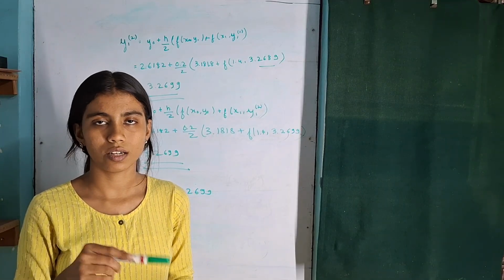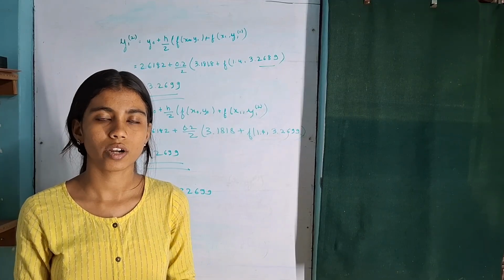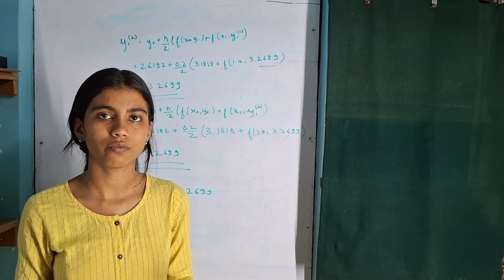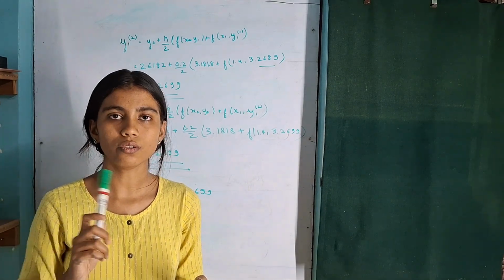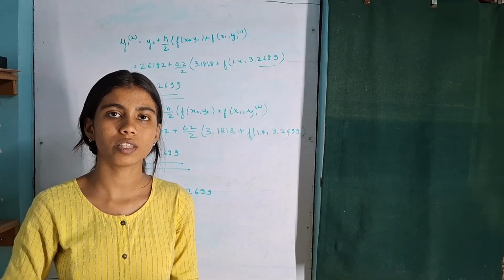And see, it depends on your x1 value. Whatever they have told, like y of 1.2, if they have told that, then you have to stop in the first stage itself. Y of 1.4, so we have done the second stage. If y of 1.6, then you are going to do the third stage. But in every stage, this process will be the same.